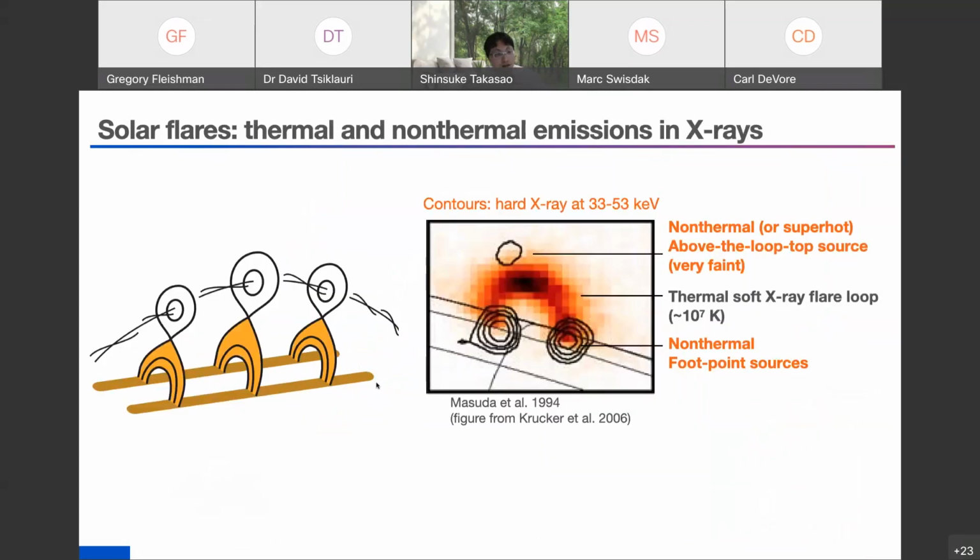And next, I'd like to introduce the thermal and non-thermal emissions in X-rays. Here is a soft X-ray image of the solar flare, and if we look at this region in hard X-ray, we see the bright sources in these regions. Here we see the non-thermal or super hot above-the-looptop source, which is much fainter than the non-thermal footpoint sources.